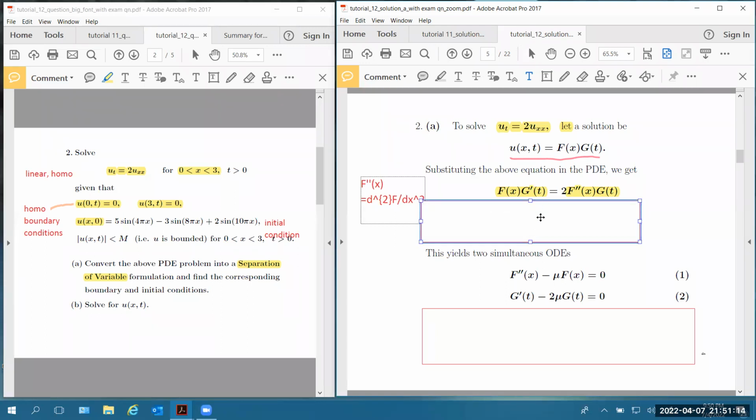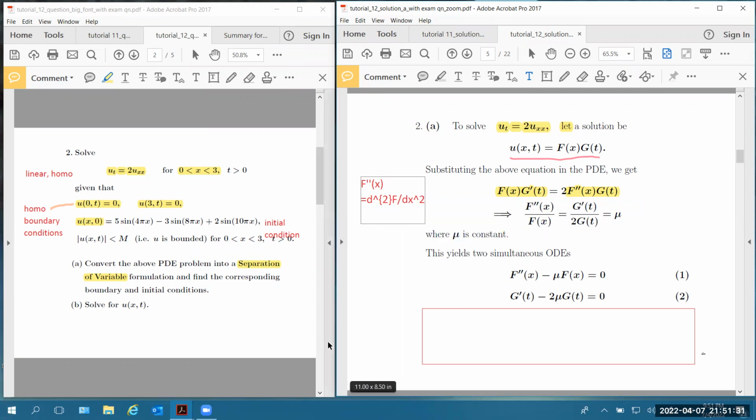So now it's equal already. What we need to do now is put all the x terms on one side and all the t terms on the other side. The x term equals the t term only if both are equal to a constant. So therefore you see here equal to mu. Mu is a constant.